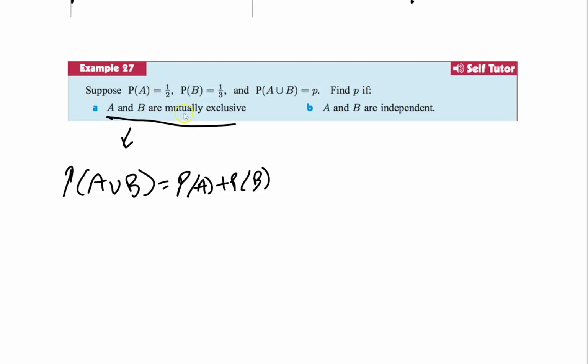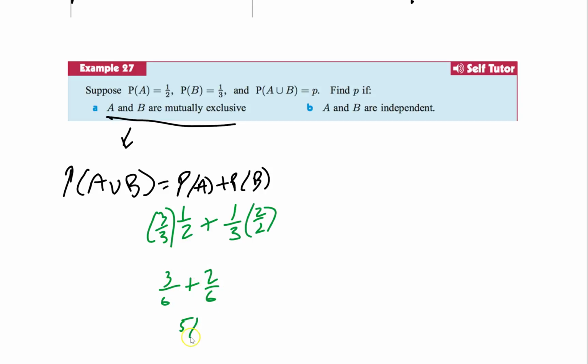Okay, I got A, 1/2. I got B, 1/3. Do a little common denominator. Multiply this by 2/2. Multiply this by 3/3. Now you get 3/6 plus 2/6, also known as 5/6. And that's the union, if they're mutually exclusive. Again, notice I only use this because they told me. They told me they're mutually exclusive, so I use the formula.